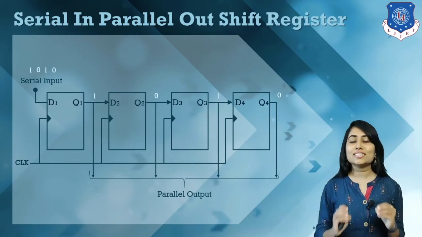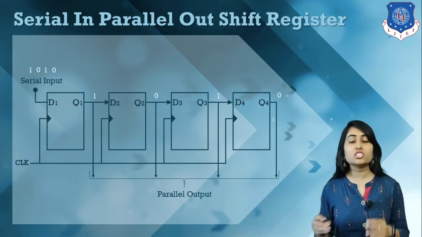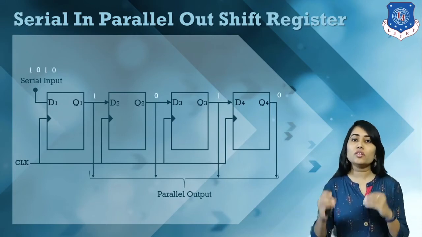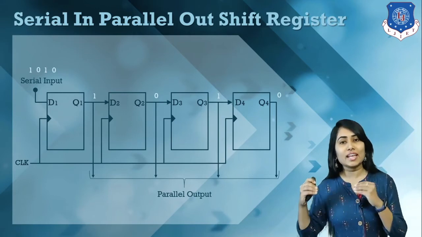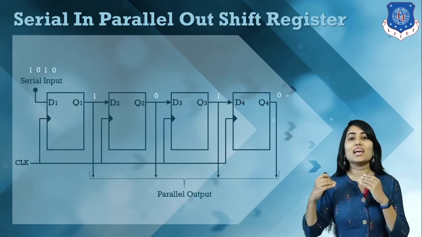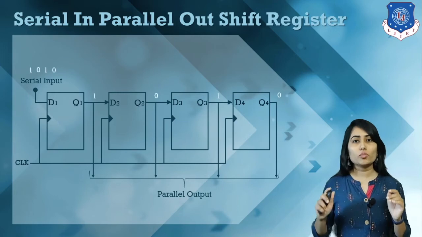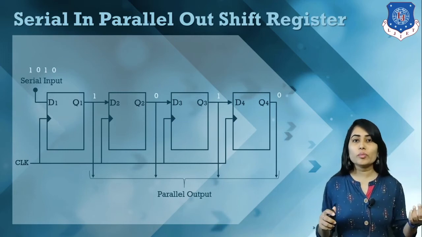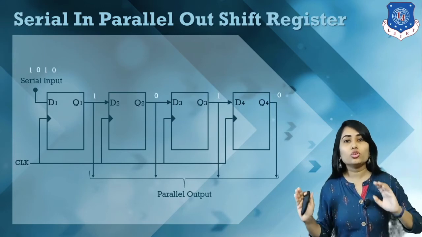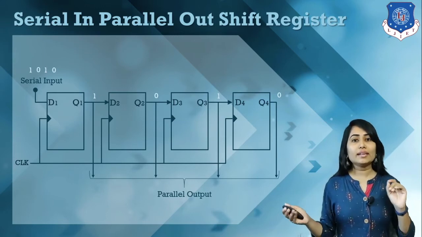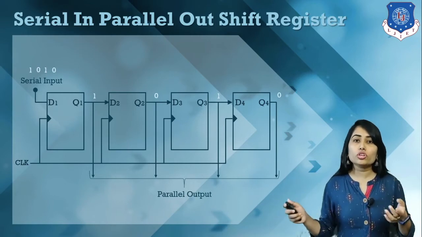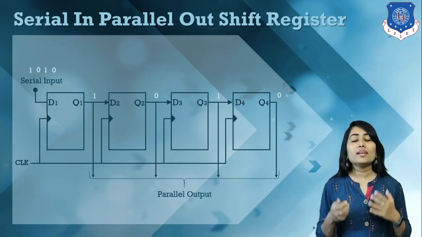So here in this serial in parallel out shift register we have an output at each and every stage. But for 4-bit data we have to check the output at the fourth clock pulse, because this 4-bit data requires 4 clock pulses to enter into the flip-flops. That's why we have to wait for 4 clock pulses to check the parallel out data.